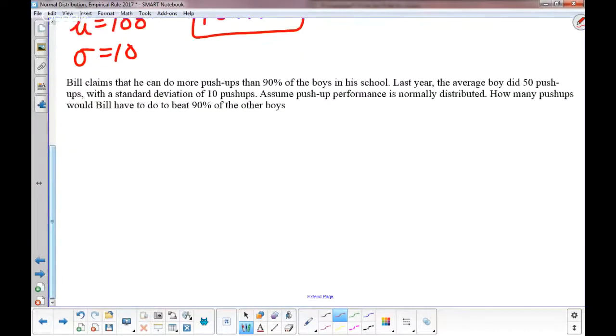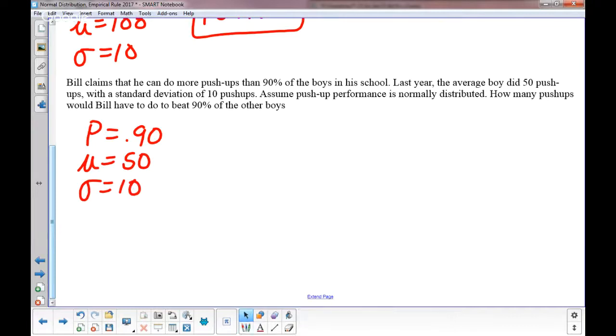All right, so let's look at the next example. Bill claims that he can do more push-ups than 90% of the boys in the school. Last year, the average boy did 50 push-ups with a standard deviation of 10 push-ups. Assume push-up performance is normally distributed. How many push-ups would Bill have to do to beat 90% of other boys? So my probability at this point is 0.90, and we're looking for that mark. We know the mean is 50 and the standard deviation is 10. That's what we're going to plug into our calculator.